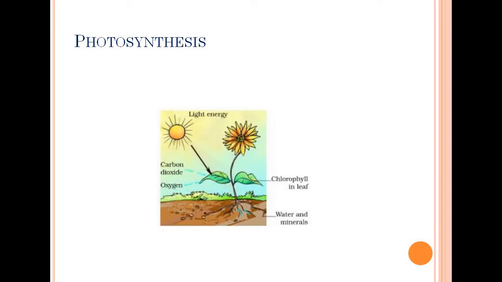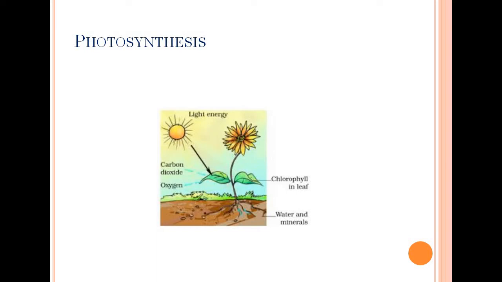The first raw material is carbon dioxide. As I have told earlier in the previous slide, carbon dioxide is the gas present in the atmosphere and it is taken up by the green plants. But there is also a specialized structure through which it can enter the green plants. That is known as stomata.